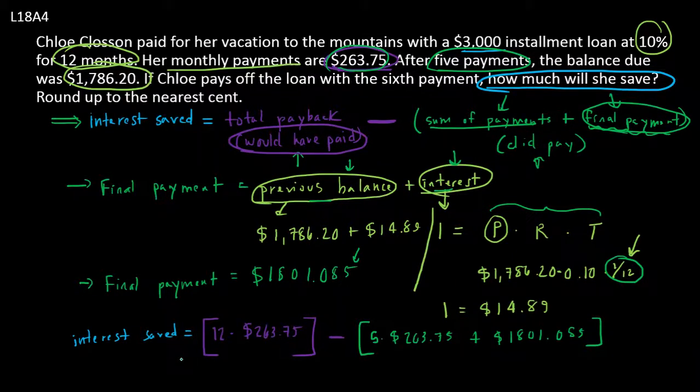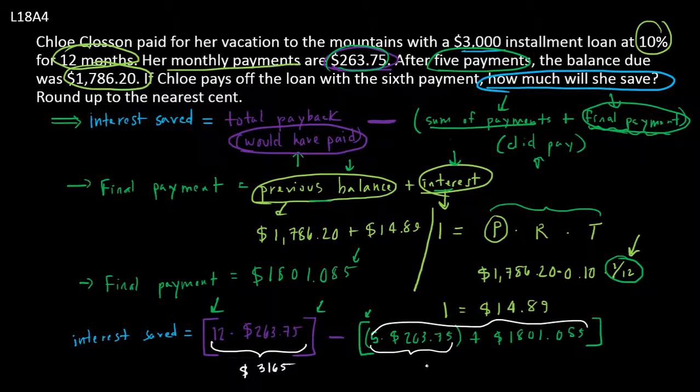So you can plug this into a calculator the way I have it. You would have to include these brackets the way I've done, maybe even including parentheses here. So I encourage you to practice that, because if you don't use parentheses correctly, brackets correctly, if you don't do your order of operations correctly, although your work is correct on paper, your calculator entry could be wrong and you might get the answer wrong. So it's usually a safer step to do some of the work in shorter pieces. So for example, you might start by taking 12 times $263.75, which is $3,165. Then you might combine the right-hand side, first multiplying 5 by $263.75, and then adding that figure to $1,801.085.